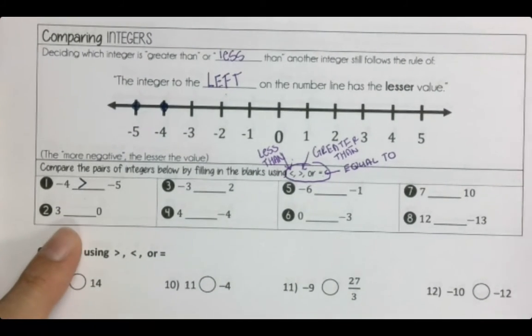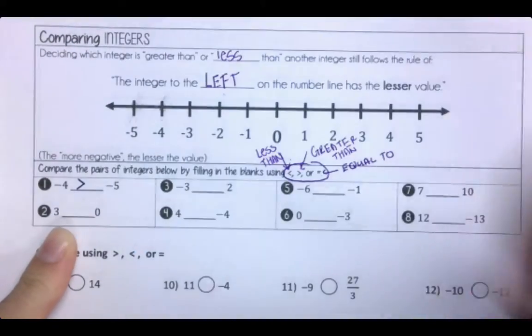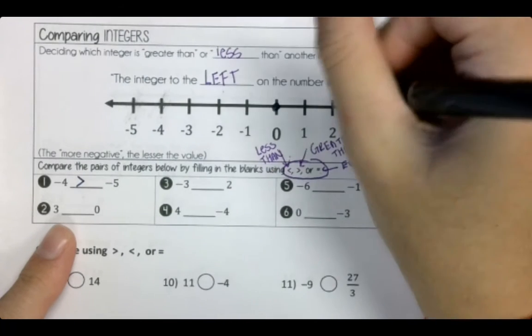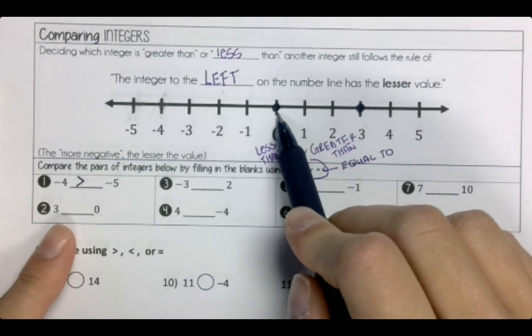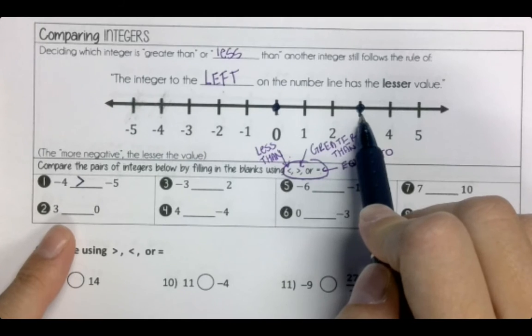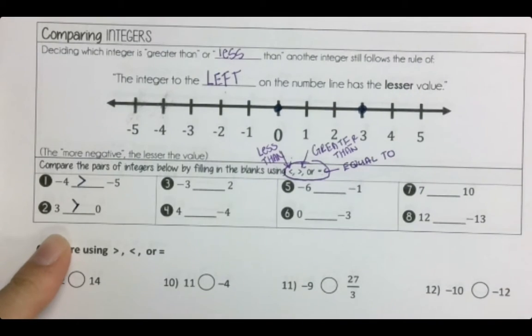All right. Now we're going to look at comparing 3 and 0. So we have the number 3 and 0. And again, this one's even easier than the last one because they're not negatives. Zero is to the left, 3 is to the right. So that means that the alligator mouth is going to open up to the 3.